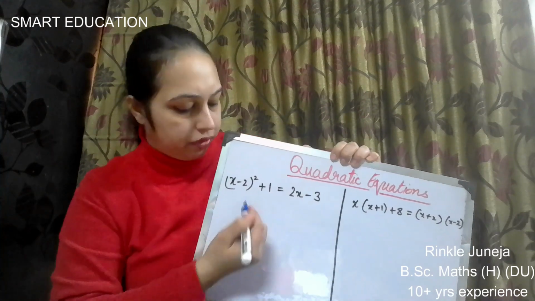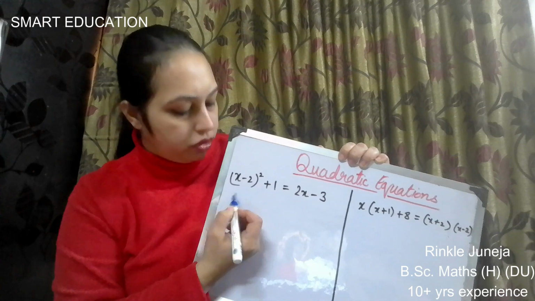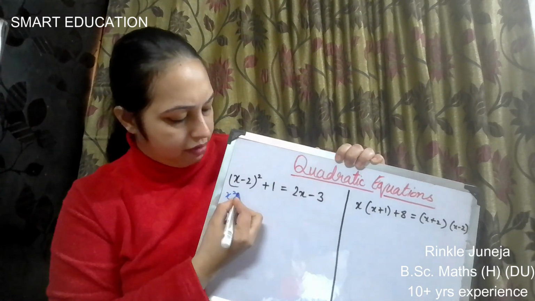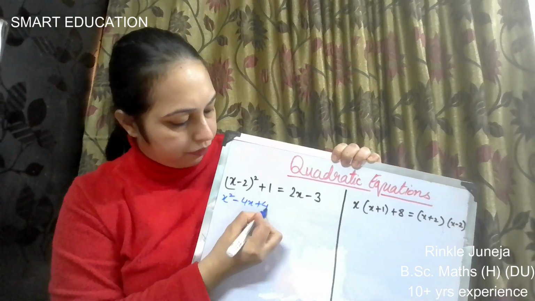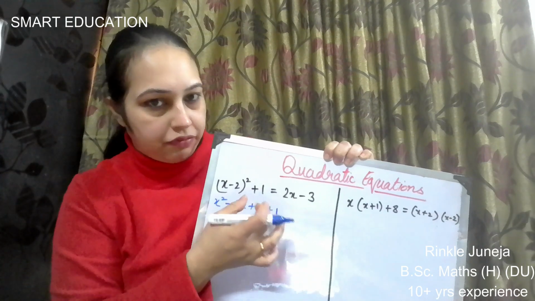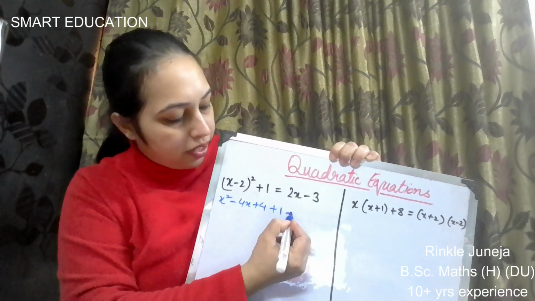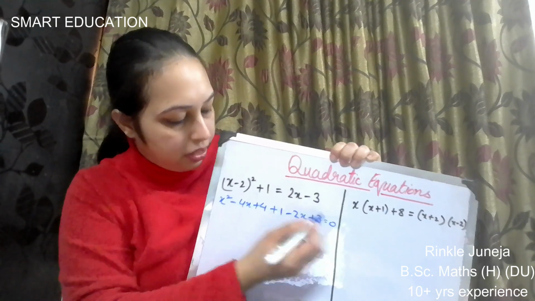Let's simplify this first. So x minus 2 whole square, applying the formula of a minus b whole square, we get x square minus 4x plus 4. Then we have plus 1. We take this complete term on the left hand side. So plus 2x becomes minus 2x and minus 3 becomes plus 3 is equals to 0.